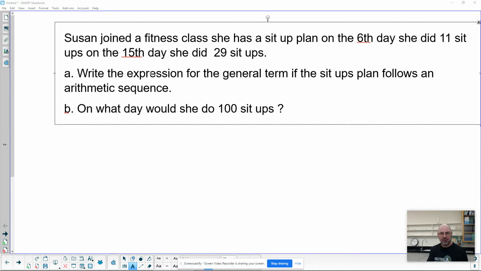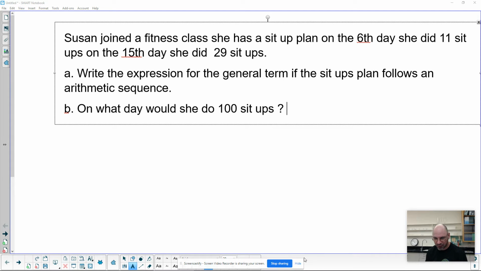Here's an example that came from our text. Susan joined a fitness class. She has a sit-up plan. On the sixth day of the plan, she did 11 sit-ups. On the 15th day, she did 29. Write the expression for the general term if the sit-up plan follows an arithmetic sequence. So when they say write the general term, they're telling you that they want you to use that formula.